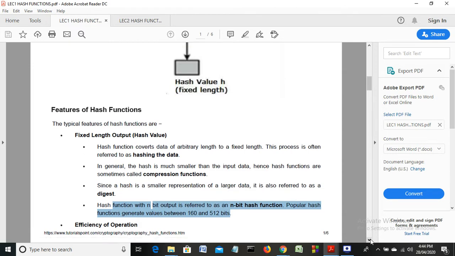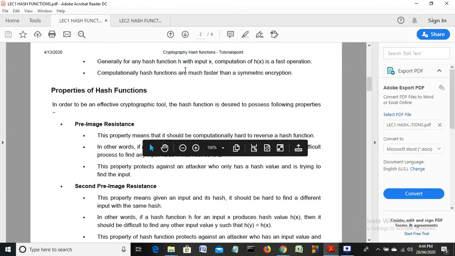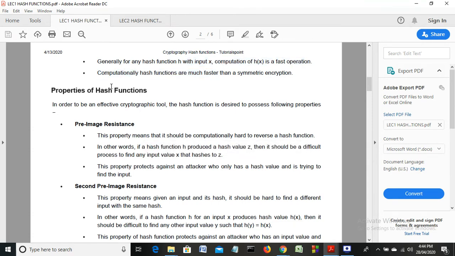Let's see the efficiency of operation. Generally, for any hash function h with input x, computation of h(x) is fast. Hash functions are much faster than symmetric encryption.